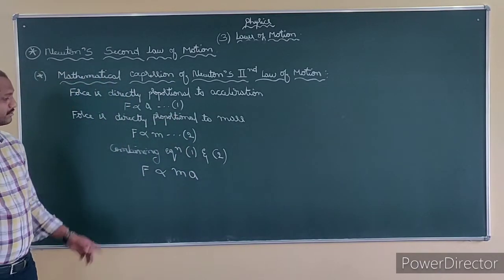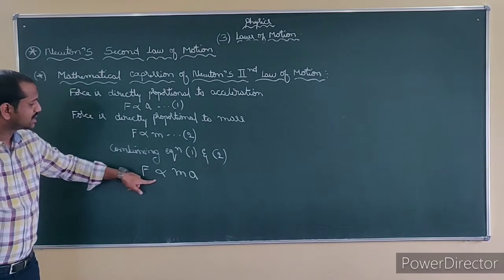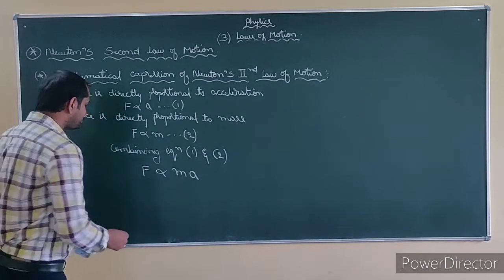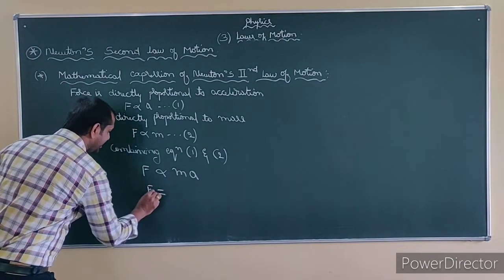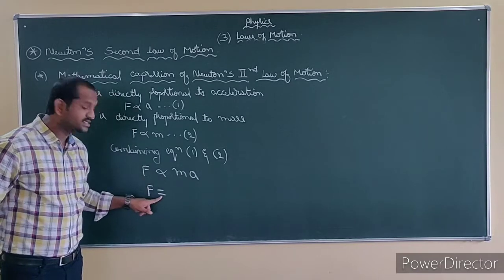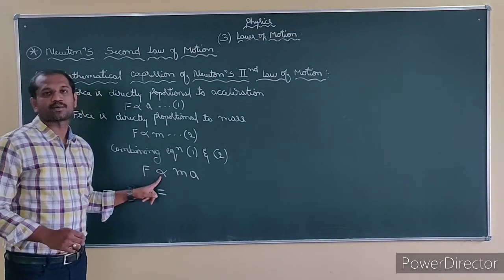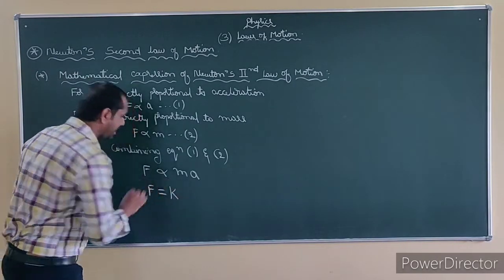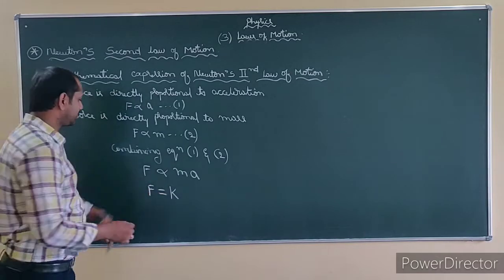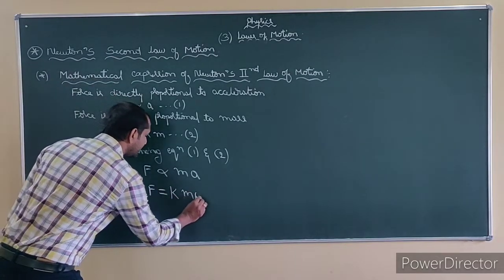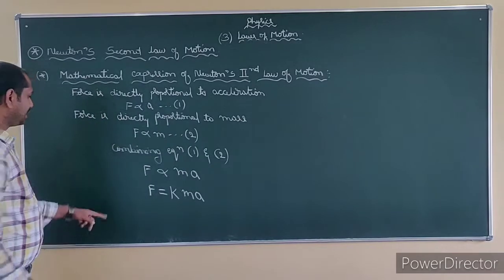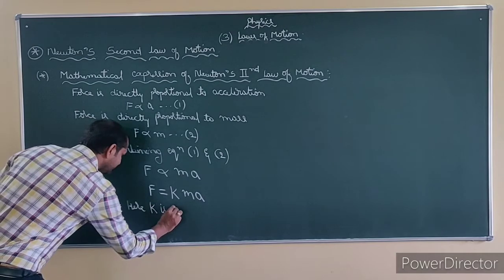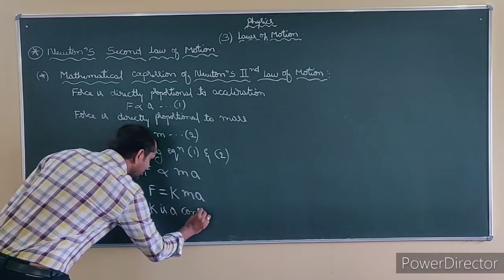I can take it like this. But if I remove this proportionality and make it equality, when I change this proportionality to equality, see, this is called proportionality, this is called equality. When I remove this proportionality, I need to add one term of constant. Here I am taking k as a proportionality constant. Therefore, this becomes F is equals to kma. Here, k is a constant.